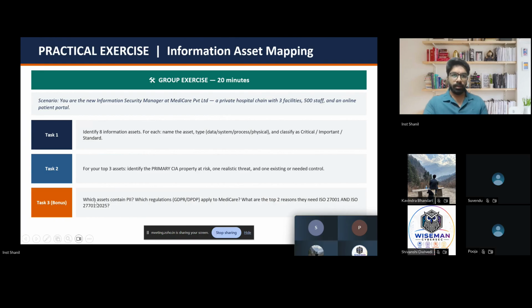Okay. Task 3 talks about which asset contains PI. So, Pooja, your example, employee HR records, contained personally identifiable information. In India, it will be DPDP. For the EU region, it will be GDPR.